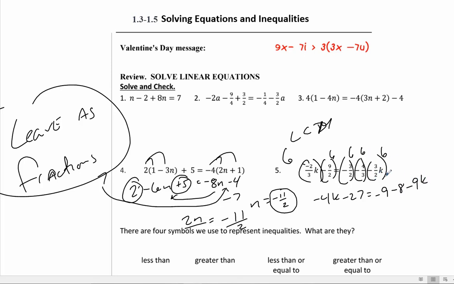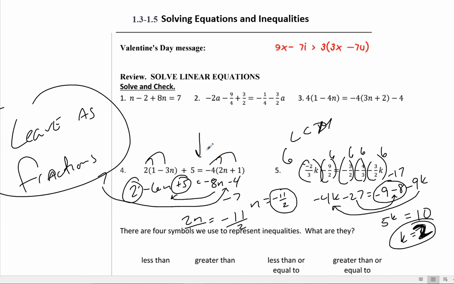I just get so excited. I'm going to move this 9k over. I'm going to combine these here. That makes a negative 17. Then I'm going to bring the 27 over. When I bring that, I add it to the negative 27, which means I get a positive 10. Equals. When I bring the 9k over, I get a positive 5k. When I divide, I get k equals 2. I'm sorry, I almost wrote a 5. I kind of did write a 5, and then I corrected myself. K is equal to 2. Hopefully we get the right answers for that, and hopefully I did the right answer for this one here. If you didn't, please let me know. Okay, let's go on to the next part.